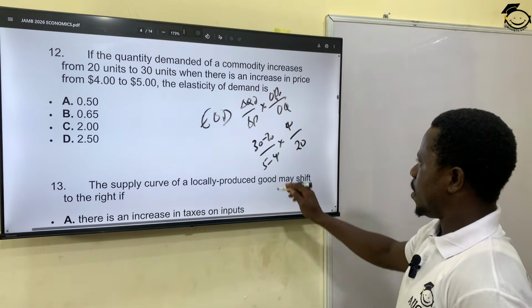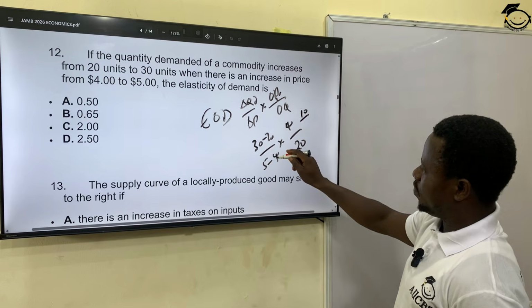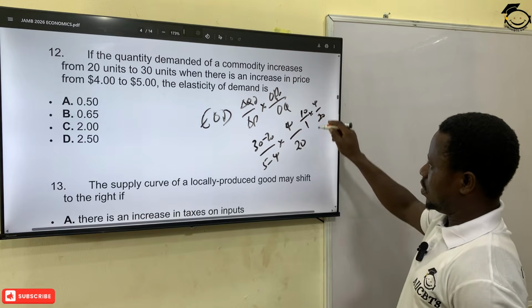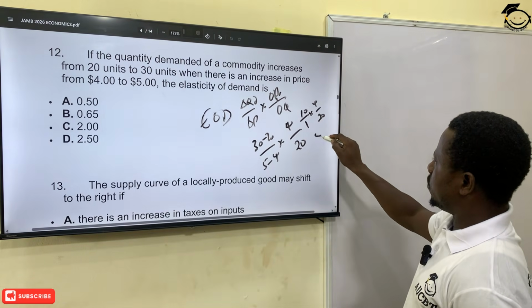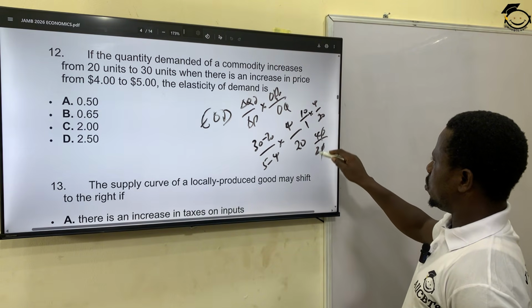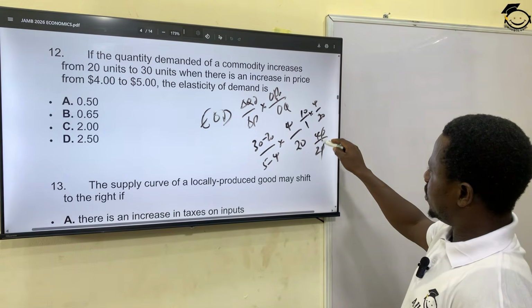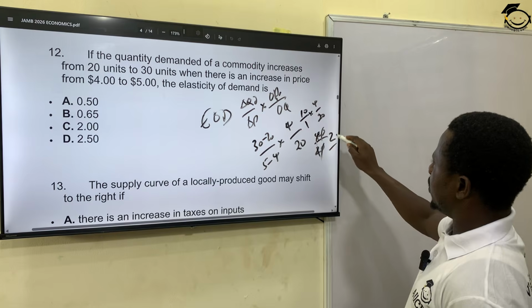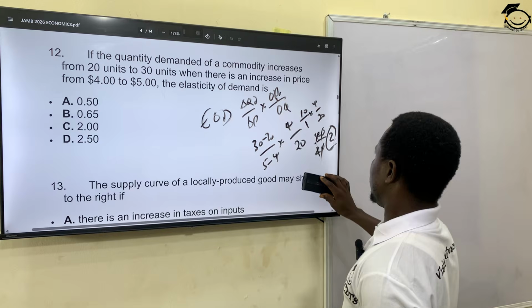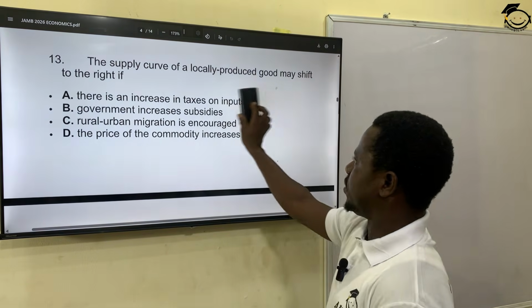By so doing, 30 minus 20 gives us 10 over 5 minus 4, that's 1, times 4 over 20. So 10 times 4 is 40, and 1 times 20 is 20. So what do you have? You have 4... that is 2 here, 1, 2 here, 2. The answer is 2. That is C. Option C is the correct answer. So the elasticity of demand is 2, which means it's elastic.